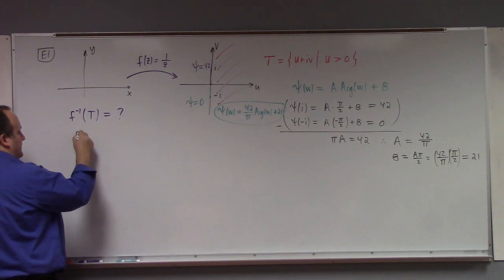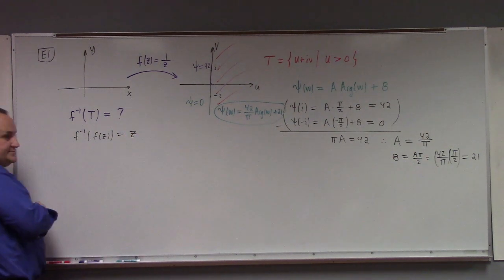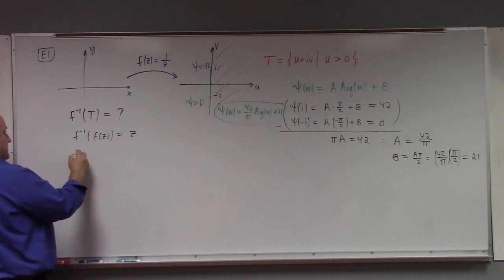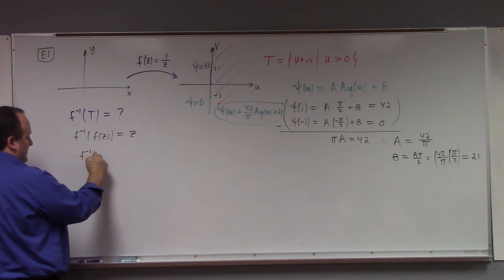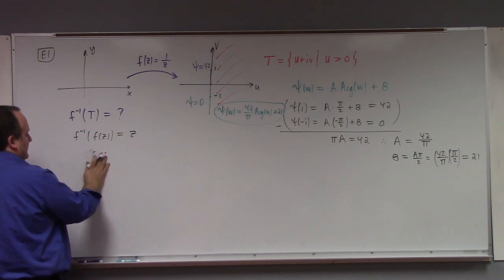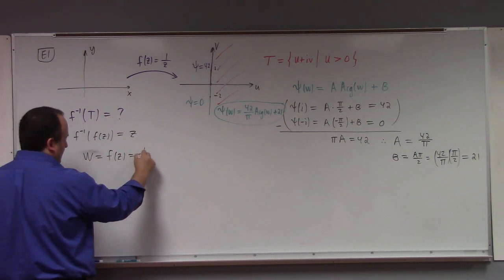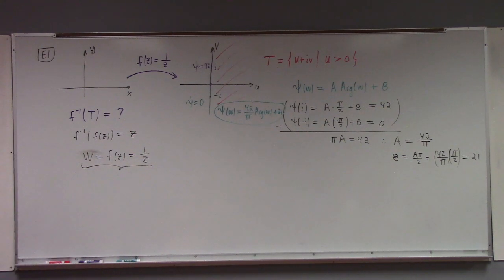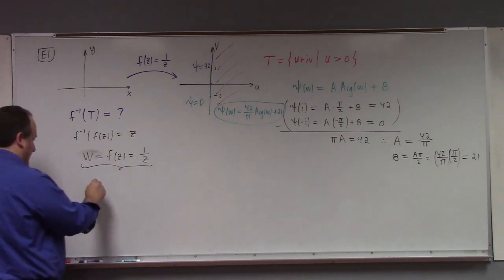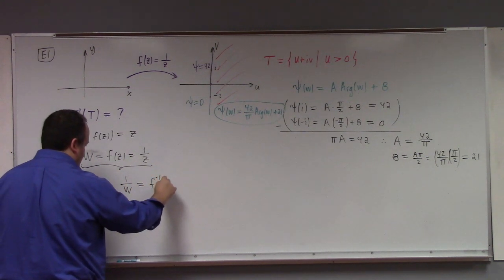So you want f inverse of f of z to be equal to z, right? In other words, we're trying to solve for f inverse. You can look at it this way. I usually look at it this way: w equals f of z, right? To find the formula for the inverse, solve that for z. Solving for z gives me z is 1 over w. This will be the inverse function.